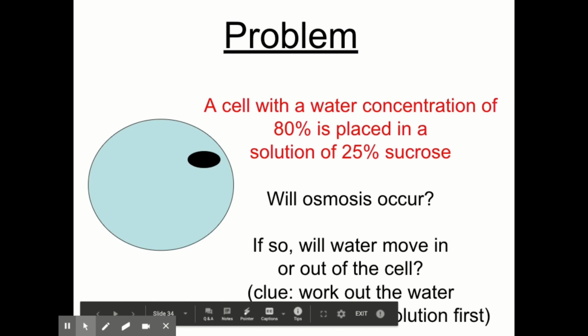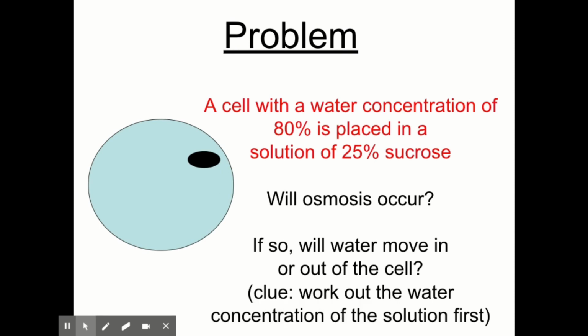Now here's a quick problem, just to check we've got this before we move on. A cell with a water concentration of 80% is placed in a solution of 25% sucrose. Then it asks us what will happen through osmosis. So again, we can annotate the cell, we can draw on it. Inside the cell is going to be 80% water, as it says in the question. However, be careful not to trip up here. It says it's placed in a solution of 25% sucrose. We're not wanting to know about sucrose, we want to know about water. So outside the cell would be 75% water.